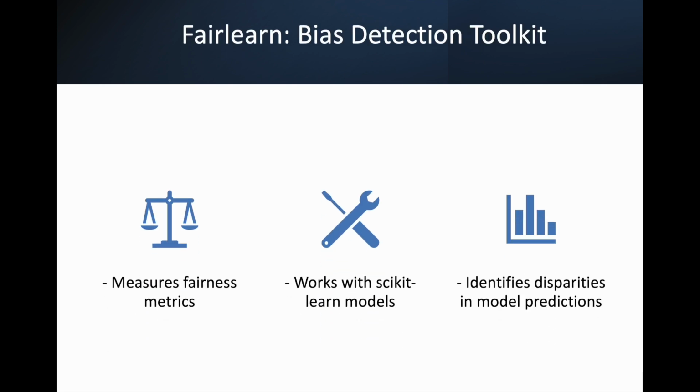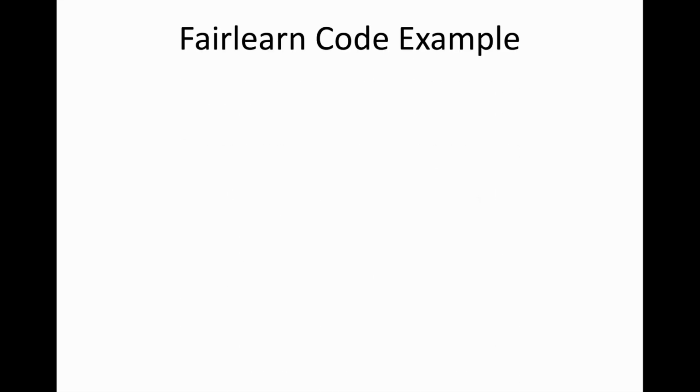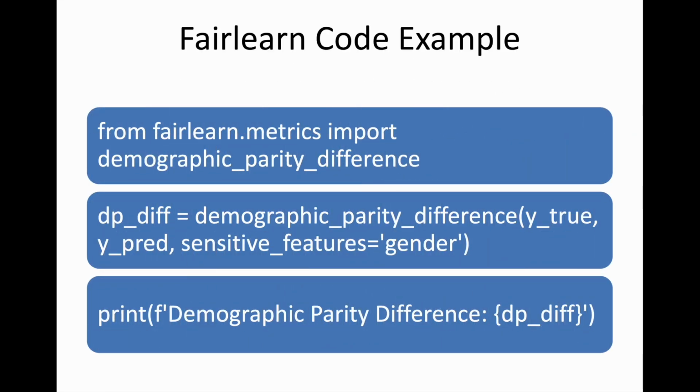Here is Fairlearn. Fairlearn is a very simple tool for bias detection. It measures fairness metrics, so you will get the fairness metrics, and I will give a demo with this tool. You will see how much fairness you are getting. It works with scikit-learn models, the models that you are using, and identifies disparities in model predictions. If there are any disparities, it will identify them and tell you about them. The Fairlearn code example I will give directly in the demo.